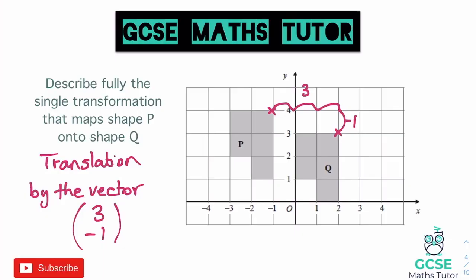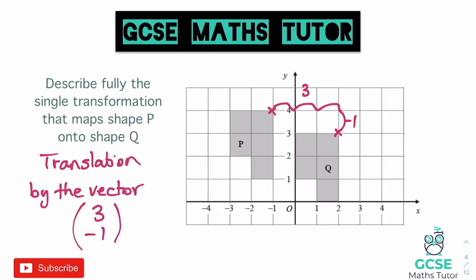Alternatively with this question, obviously, you could be asked how to get from Q to P. And that would have been slightly different because actually to get from Q to P, we would have gone 3 to the left and we'd have gone 1 up. So it would have been pretty much the same vector, but the symbols in front of those numbers would be different. We'd have -3 and we'd have +1 if we were going in the other direction. So there we go, that's how we're going to describe a translation.